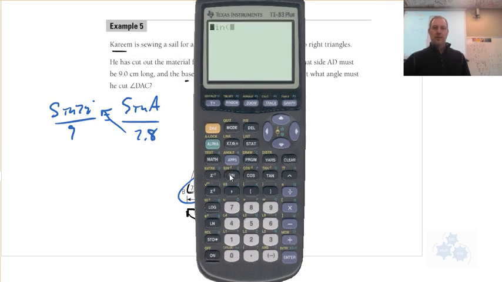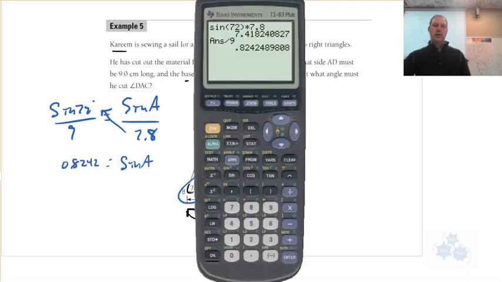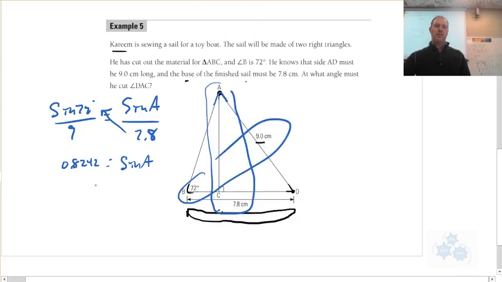So sine of 72 times 7.8 equals, divide that by 9 equals 0.8242. Okay. So watch this. Sine A is 0.8242. And now I'm going to do second function sine of the answer of that decimal to get me 55.5. So that's this whole big one right here, 55.5. Everybody good with that?